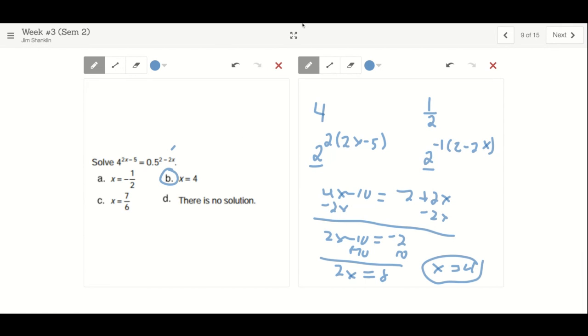Any questions on that? The tricky part to these is being able to come up with a common base. So you have to be able to look at it and say, okay, how can I rewrite 4 and 1/2 with a common base there? And once you do that, then it's not so bad.